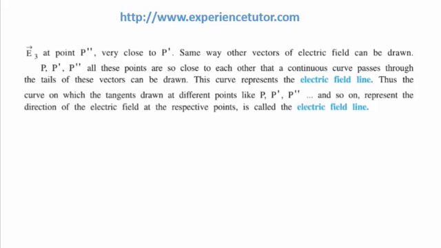All these points are so close to each other that a continuous curve passing through the tails of these vectors can be drawn. This curve represents the electric field line. Thus, the curve on which the tangent drawn at different points like P, P dash, P double dash and so on represents the direction of the electric field at the respective points is called an electric field line.